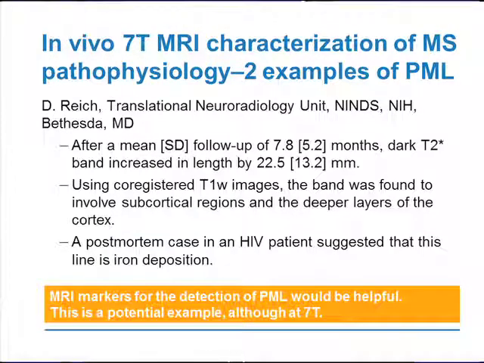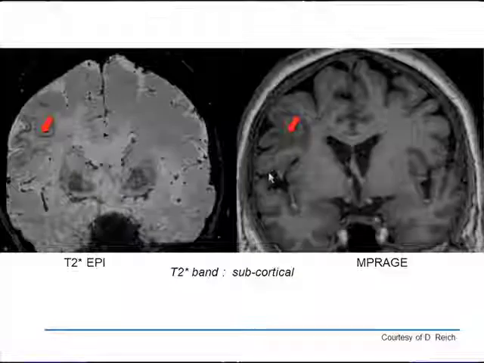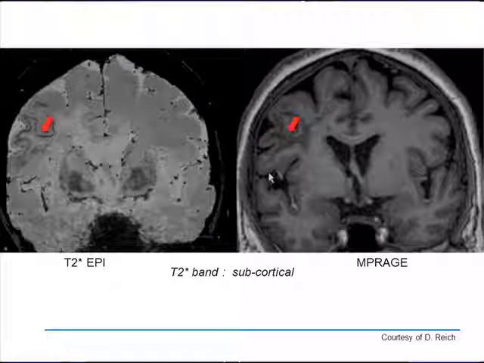Unfortunately, they found that this band increased over the course of time, and using the co-registered T1 weighted images, the band was found to involve subcortical regions in the deeper layers of the cortex. They did a post-mortem case in an HIV patient, and it suggested that this line was iron deposition. So I thought those were interesting from a high field standpoint. Here are a few examples. The red arrow shows the band, and then we're going to get a little expansion here. And we can see the dark band there on the T2 star EPI and the MP RAGE images.